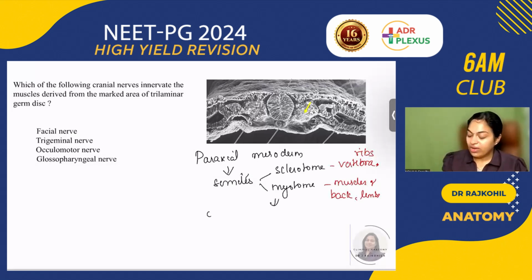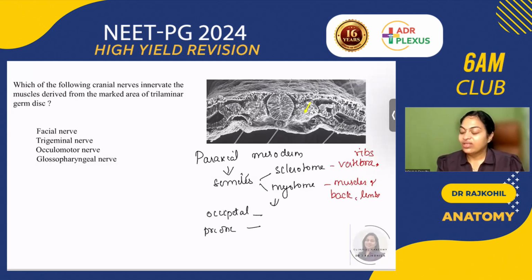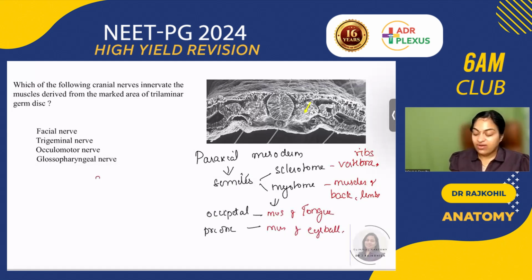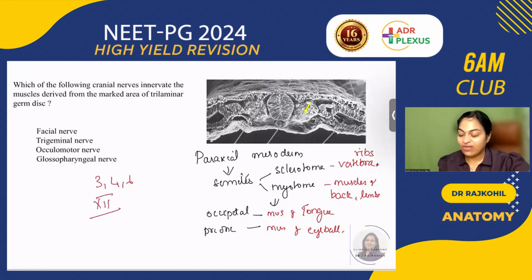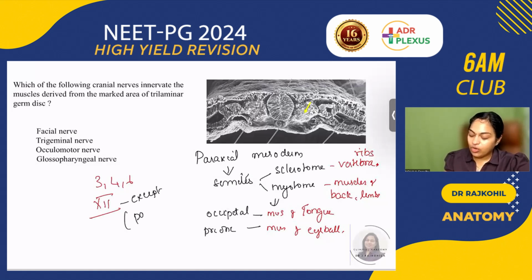So the occipital somitomeres, the pre-occipital or the pre-otic somitomeres, what do they give rise to? The occipital somitomeres will give rise to the muscles of the tongue and the pre-otic to the muscles of the eyeball. Okay, so the cranial nerves 3, 4, 6 innervate the muscles of the eyeball and the cranial nerve 12 innervates the muscles of the tongue except, can you tell me what is that except for? Palatoglossus, okay? Yeah, that can be a question again.